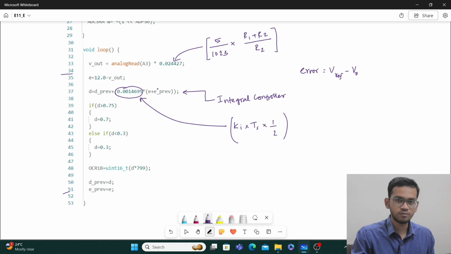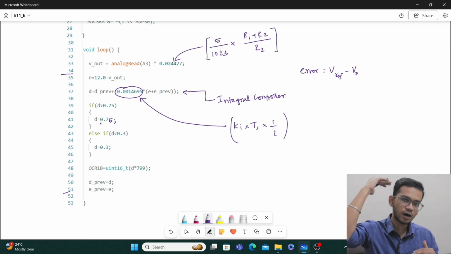Once your duty ratio is computed, you have to make sure that it does not shoot up to any absurd value. It has to be saturated. If this duty ratio exceeds 0.75, then you should hold it at 0.75. Don't allow it to exceed further.